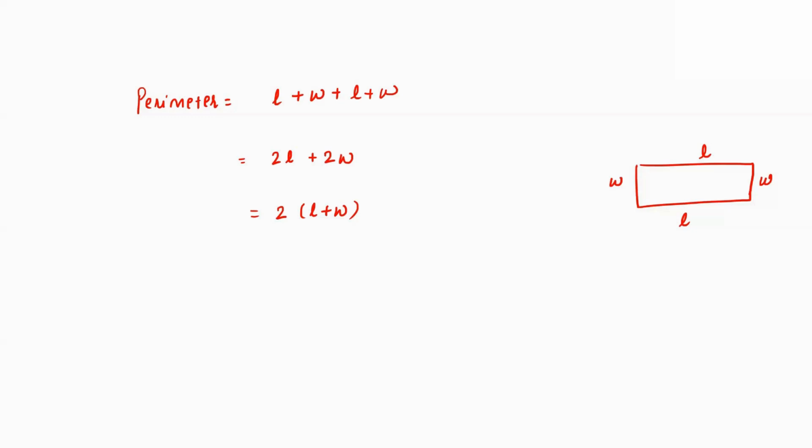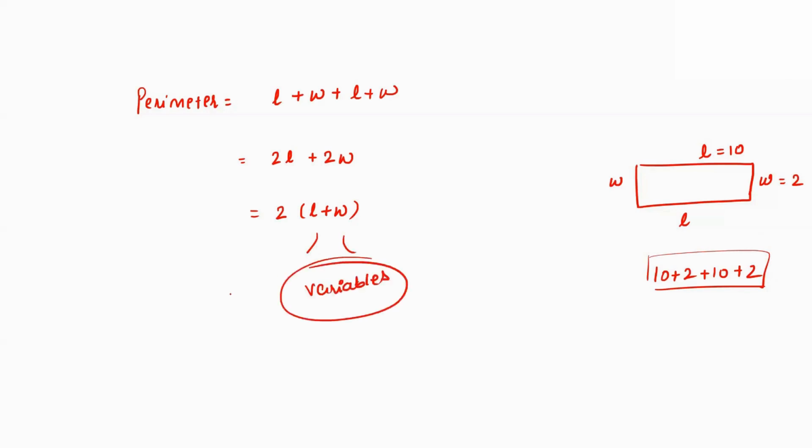In each and every case, for example, if someone says there is a length 10 and a width 2, we would be doing 10 plus 2 plus 10 plus 2, again and again, every time someone gives some other value. But by these standard generalized results, we can just substitute the values. That's why we call them variables, because their values are not fixed. Whatever is the requirement, we can substitute those values and get our answer. I hope it is clear and making sense now.